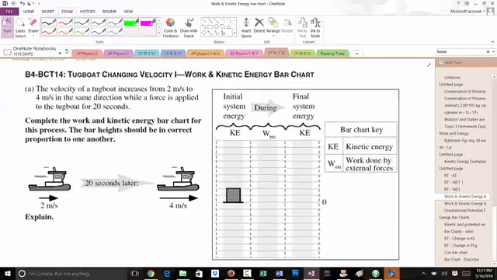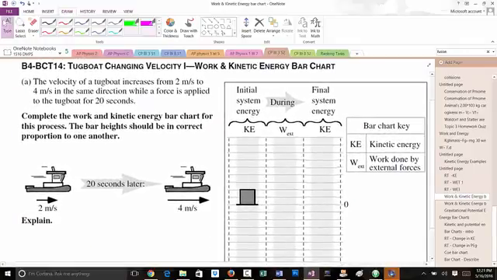So here's what a work energy bar chart looks like. We're going to do one together, and then I'll let you do one by yourself. Sound good? Okay, so bar charts. You guys have done bar charts or histograms before in classes, right? Each part of the bar means something. This is not a new concept to you.